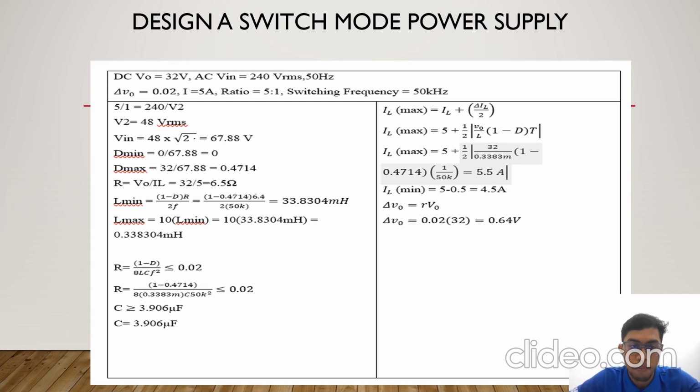After that, we need to find the parameters for this switch mode power supply design. As you can see here, I calculated the duty ratio, the inductor minimum and maximum, and the value of the capacitor by using the formula. All the calculated values, you can refer to in my slide, as you can see on this screen.